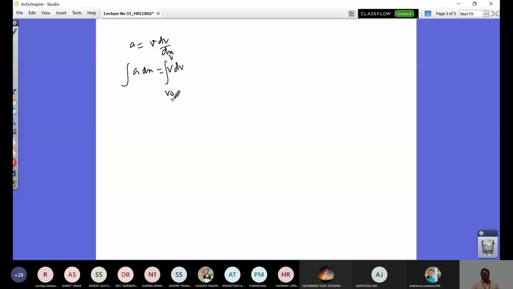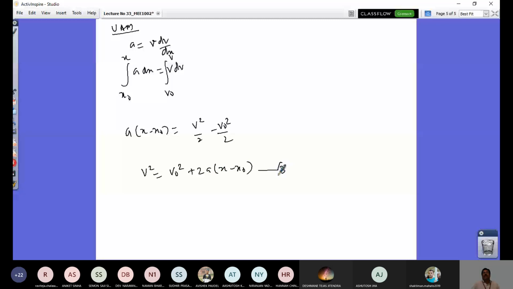At that time, the position is x naught and x, and a happens to be constant here because it is uniformly accelerated motion. Then I can write this as a into x minus x naught. On this side, it is v squared by 2 minus v naught squared by 2. So I will have v squared equals v naught squared plus 2a into x minus x naught. This is your third equation for uniformly accelerated motion, which we have already studied in your school days.